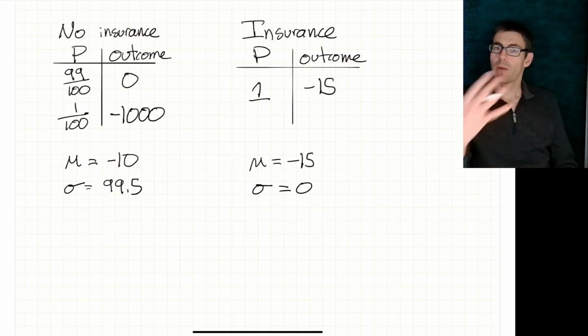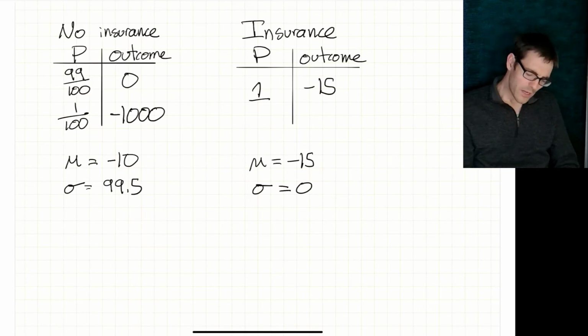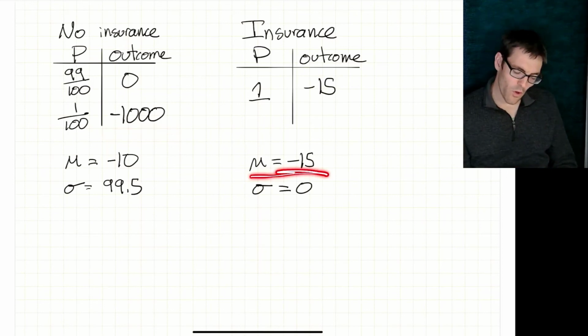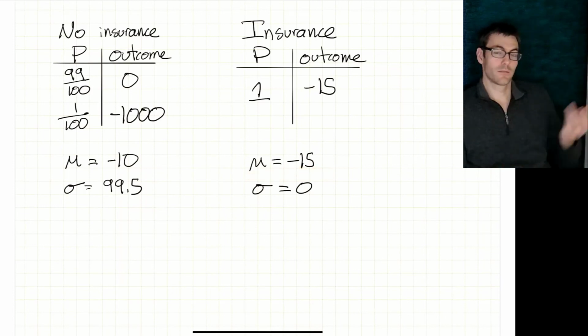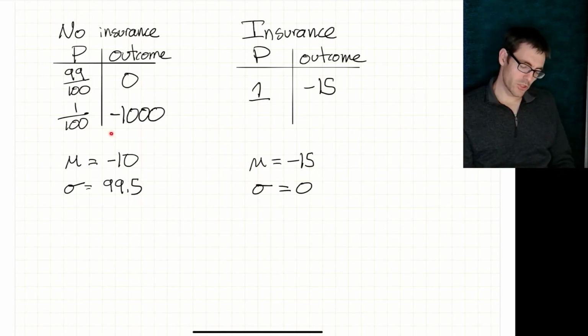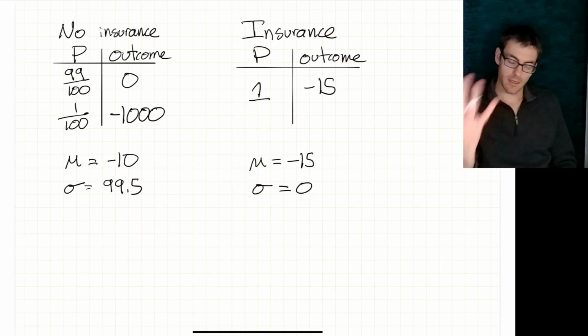The reason people buy insurance is because they are risk-averse. They really don't want to deal with this minus 1,000. So because of that, they're willing to, on average, pay a tiny bit more, right? These insurance companies aren't doing this out of the goodness of their hearts. They are on average making money. But what they're doing is relieving the chance of a really bad outcome from the individual.